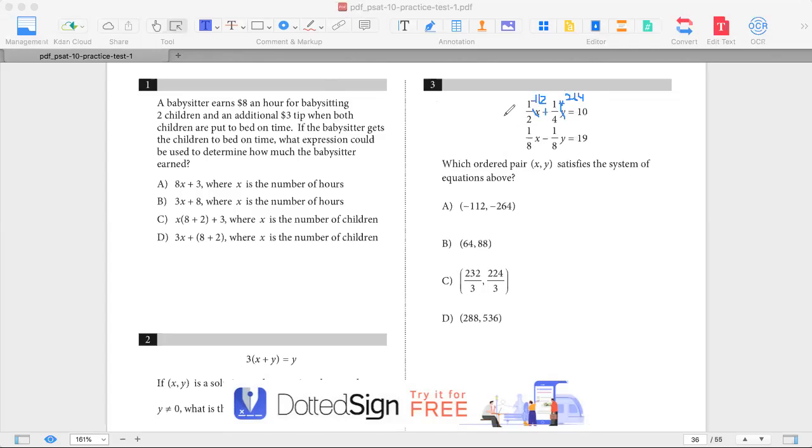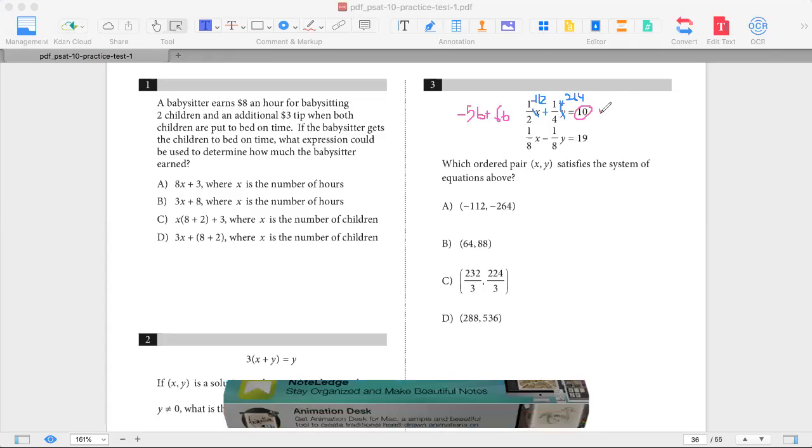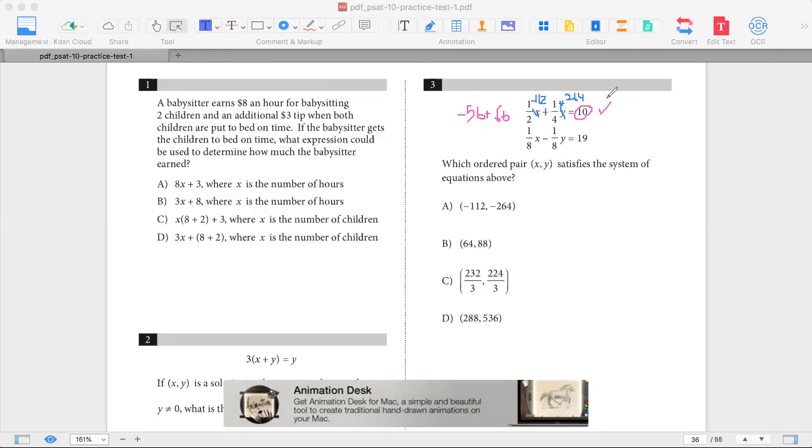So this part is equal to negative 56 plus 264 over 4. 264 divided by 4 is equal to 66. As I have here negative and positive sign, I will take the sign of the greatest number, which is 66. 66 minus 56 is equal to 10. Yes, correct. It's equal to 10. So the first one is correct.